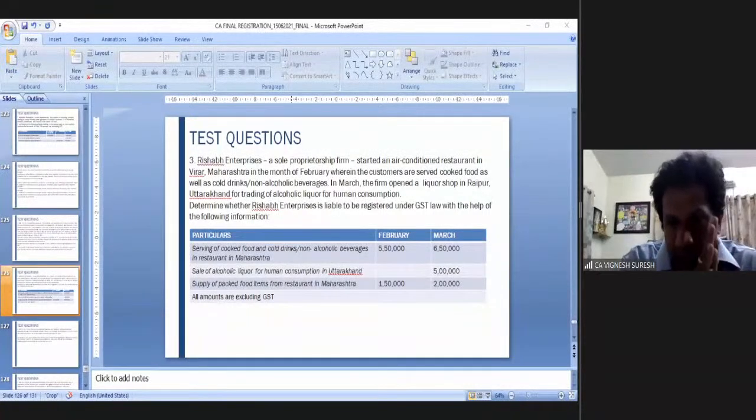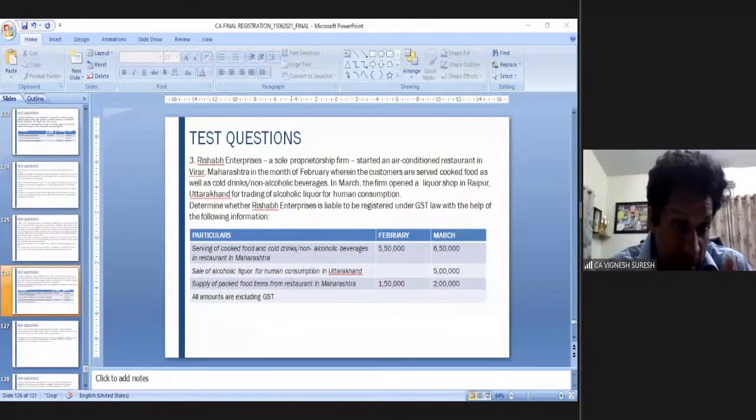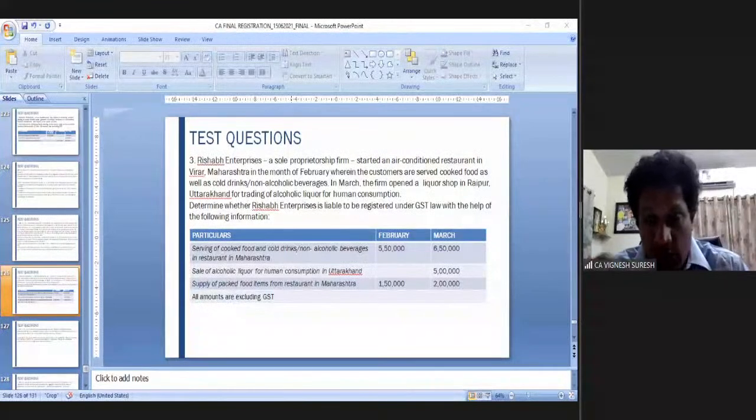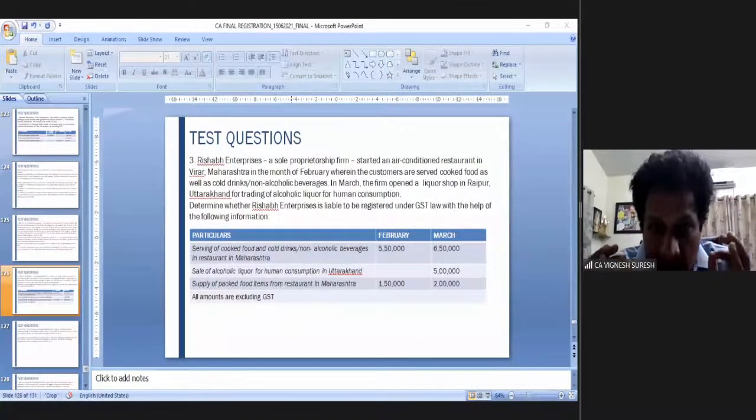Many of you have answered that the threshold limit of 20 lakhs is not crossed. One answer is that turnover is not crossing the threshold of 20 lakhs. But if you add the Uttarakhand turnover, you have to add the non-taxable supply as well for calculation of aggregate turnover. So therefore, we have to increase that figure.